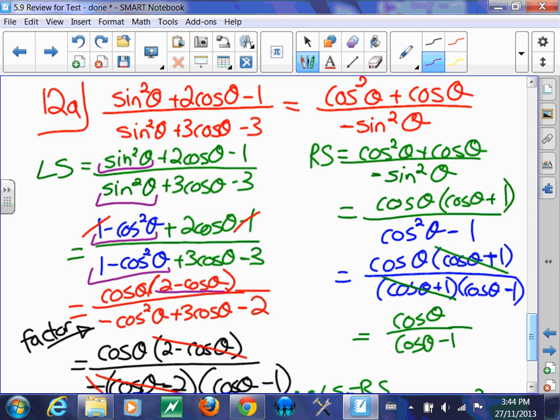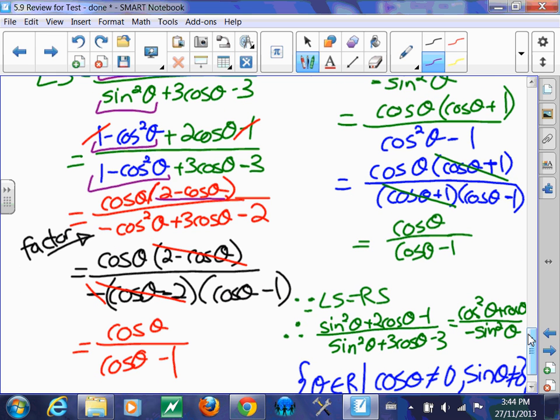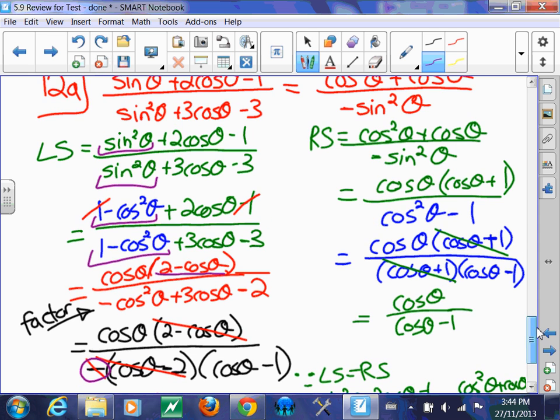And then when we factor the denominator, you might want to do it on a separate sheet of paper. Our class chose to factor out a negative first to make it a simple trinomial, and then to get your solution. And what you notice is you cancel. So you're left with cos theta divided by cos theta minus 1. That's the left side. Now I've got to deal with the right side.